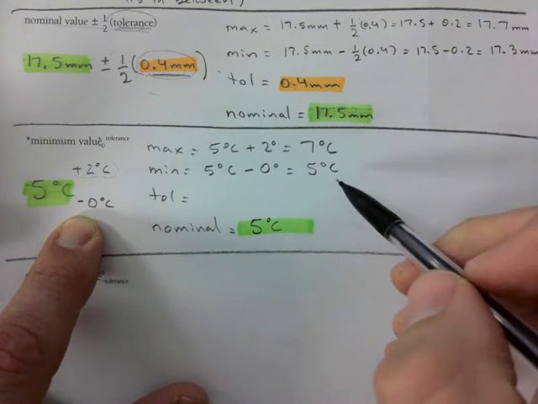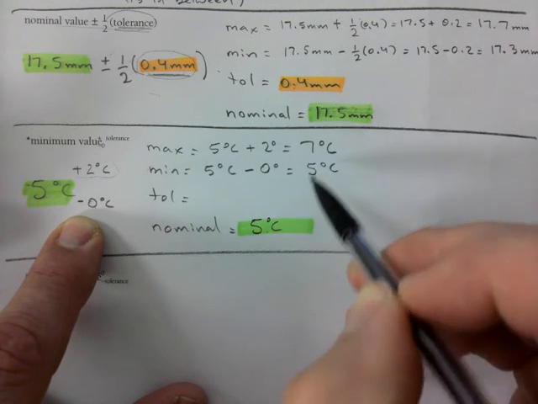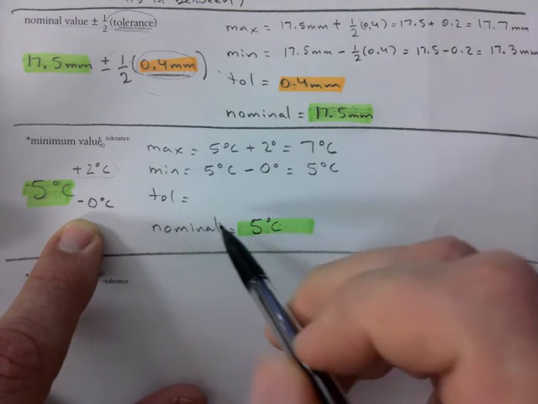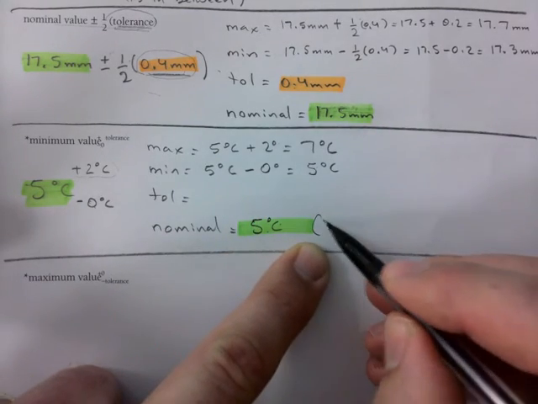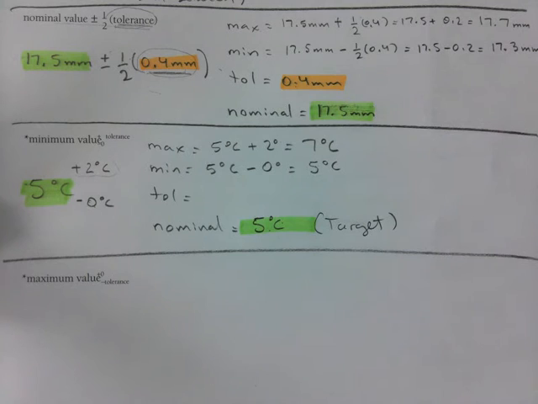So you're like, Mr. Erickson, I have 5 here already. Yes. It happens to be both, right? It happens to be the minimum, but also the target. Target, put that down. You know how you show your work for the max and min? You don't have to. Especially if it's that easy, just state it.